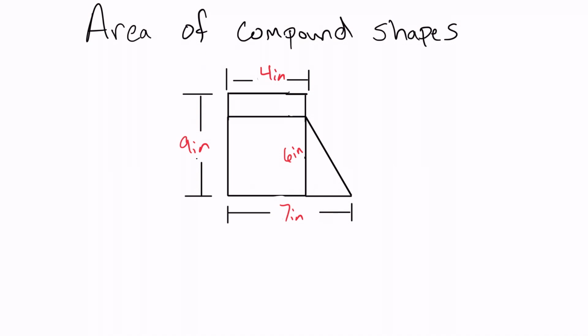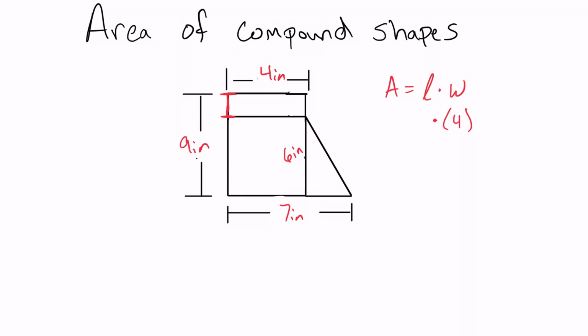Let's start with this top rectangle here. I know the area of a rectangle is area equals length times width. In this case, I know my width to be 4. My length, however, is being shared from here to here as 9 inches. Now, I only need the distance from this point to this point in order to find my length.